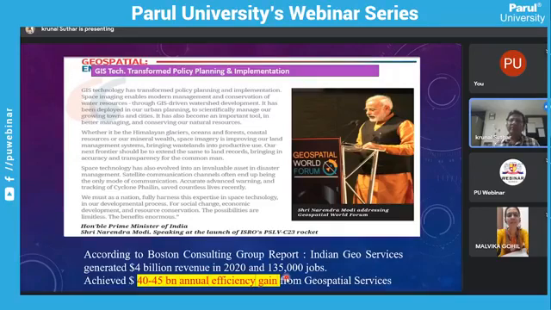As per the statement by our Prime Minister, it is a most useful technology for developing countries. As per one of the Boston Consulting Group reports, Indian geospatial services generated 4 billion in revenue in 2022, when there was a lockdown, and generated 135,000 new jobs. So we have a goal to achieve 40 to 45 billion annual efficiency gain from geospatial technology.